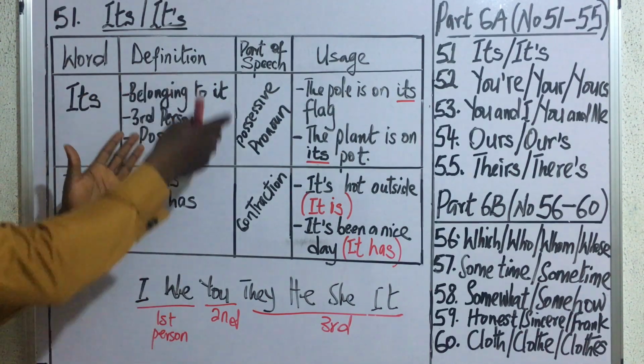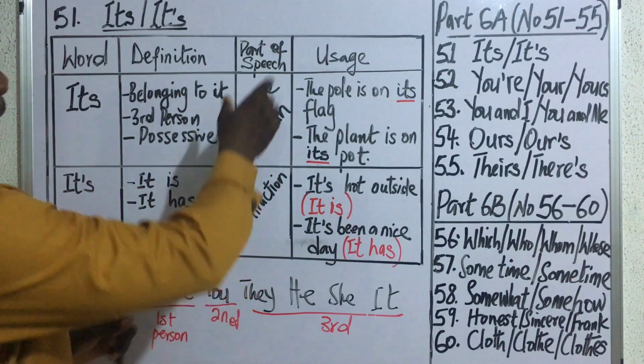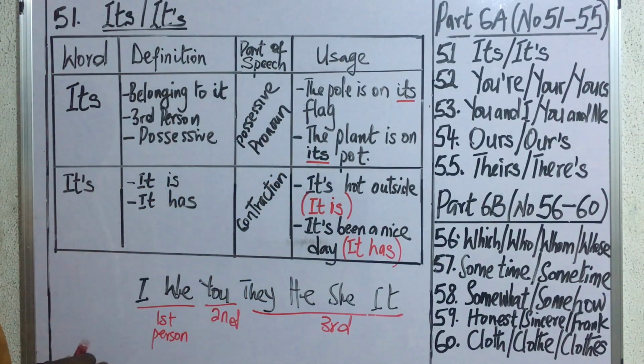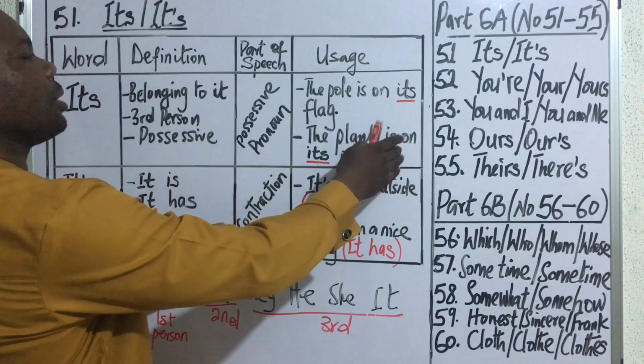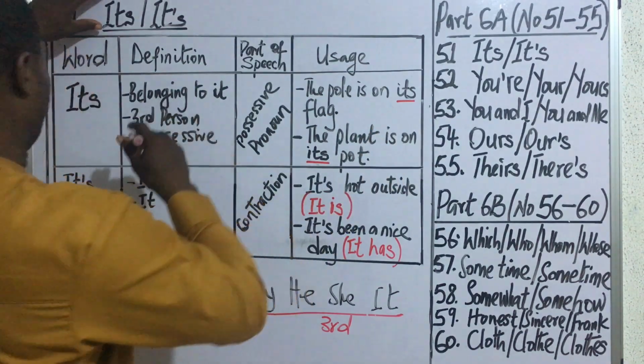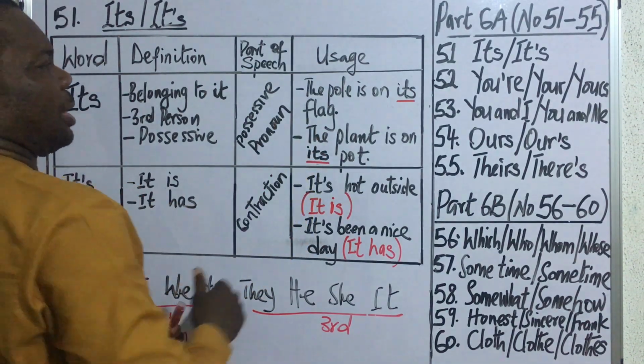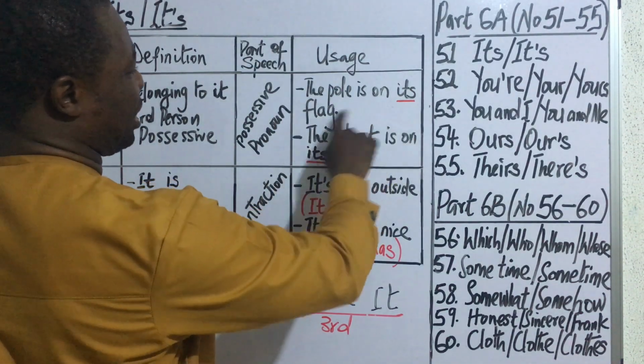So with our definition, you can already understand that the part of speech to which it belongs is possessive pronoun. Now, what is the usage of these words in expressions? The first one we have here says, the pole is on its flag.